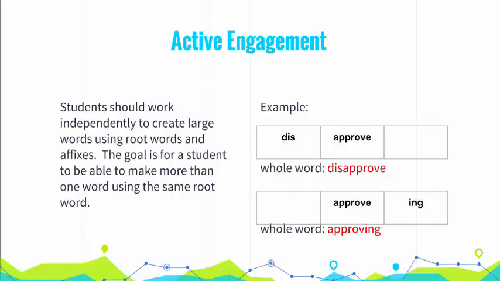They can add the prefix dis to the root approve to create disapprove. They can also add the suffix ing to the root word approve, creating the word approving. Students should try to come up with at least 2 variations for each word, but can challenge themselves for 3 if they wish. They will record their new words and definitions on the recording sheet.